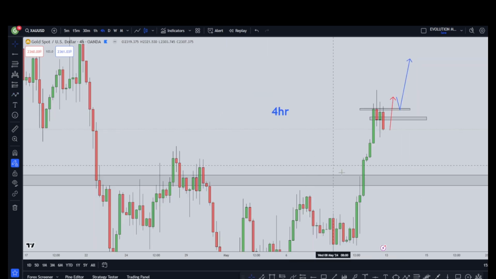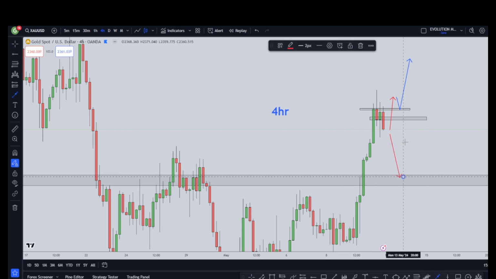But the reason why we believe we could see a drop to the downside first before we have that push to the upside is because of what we see, not only with the structure of the market at the moment as we have analyzed it, but also from what we get from the commitment of traders data.